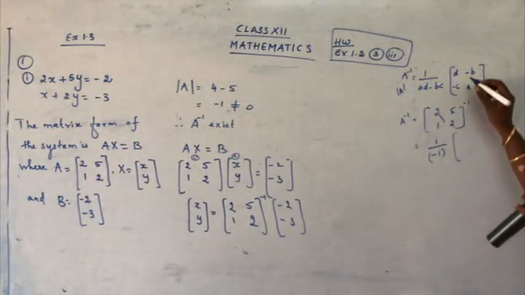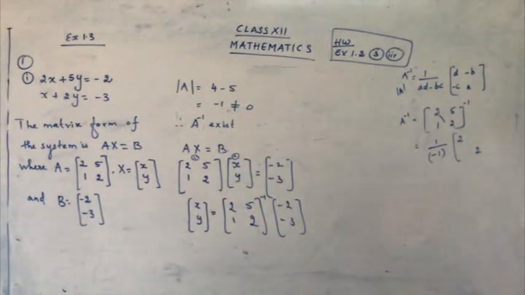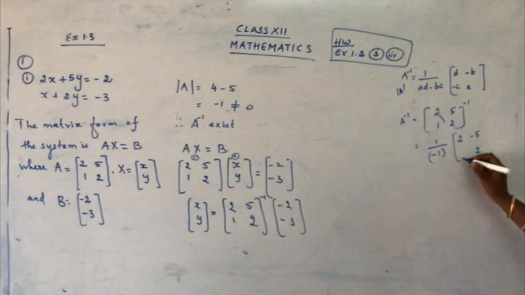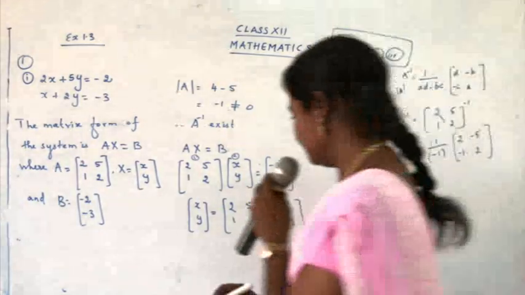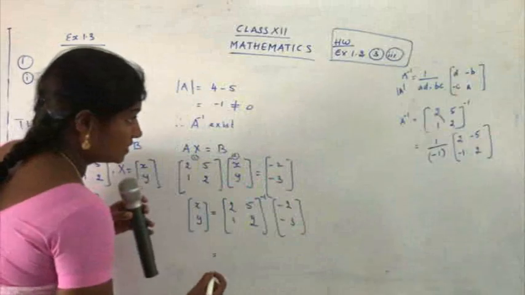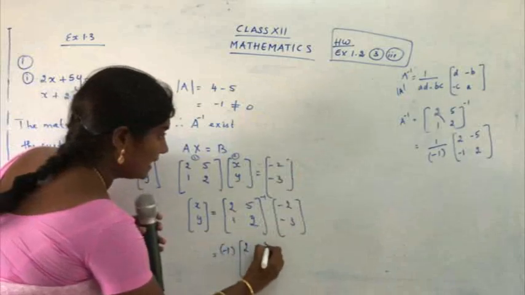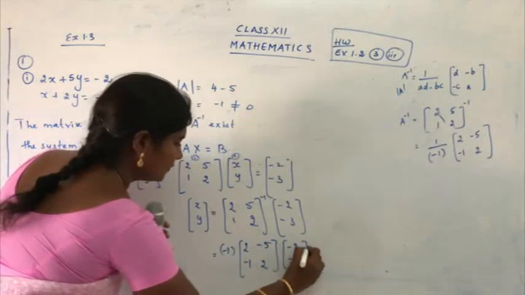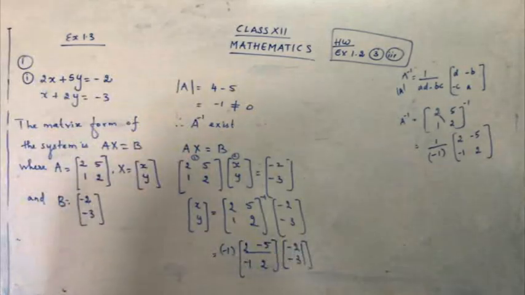Then A and D are interchanged. Here they are 2 and 2, so no need to worry, just keep 2 and 2 as it is. And then change the sign: 5 changes to minus 5, 1 changes to minus 1. So what is the answer? It's 1 upon minus 1, yes children. I'll just keep minus 1 separate here. The matrix is 2, minus 5, minus 1, 2, times minus 2, minus 3. Now we have to follow our matrix multiplication and get the answer.